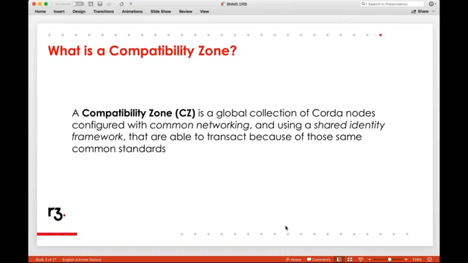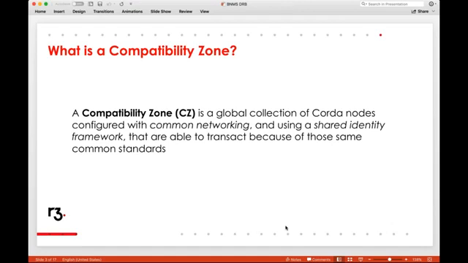Okay, so first of all, what is a compatibility zone? We introduced the concept of compatibility zones in Corda version 3. That's the official definition. Basically, a compatibility zone is a global collection of Corda nodes configured with common networking and using a shared identity framework that are able to transact because of sharing the same common standards.